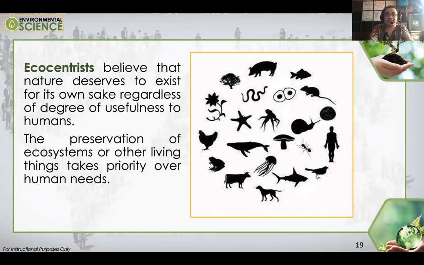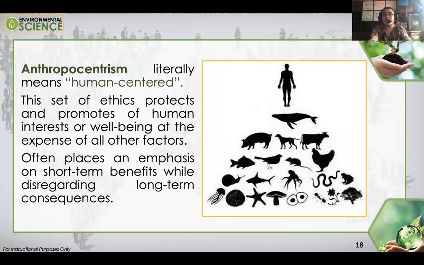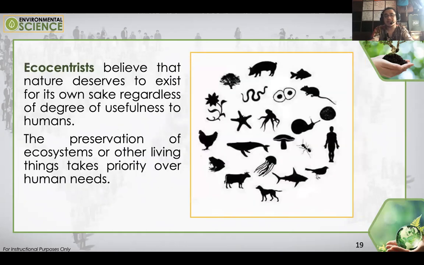So, sa ecocentrism naman, you do not only consider yourself, but also consider all other species. So, if you're going to look at the structure, kapag anthropocentric, pyramid ang kanyang structure because humans are at the top of the food chain, while sa ecocentrists, the humans are just part of the circle of life, di ba? Circle of life, sa Lion King.